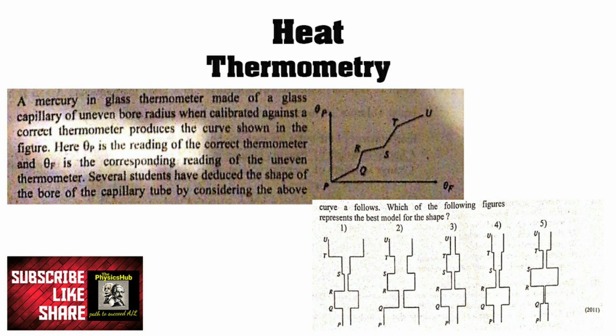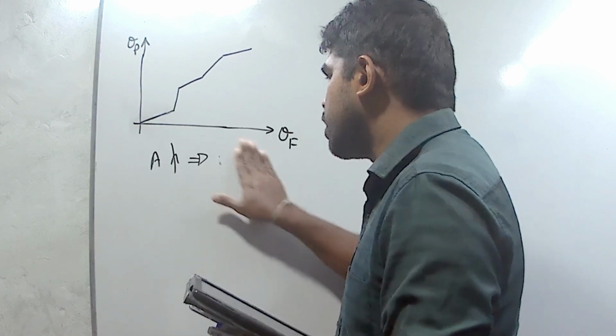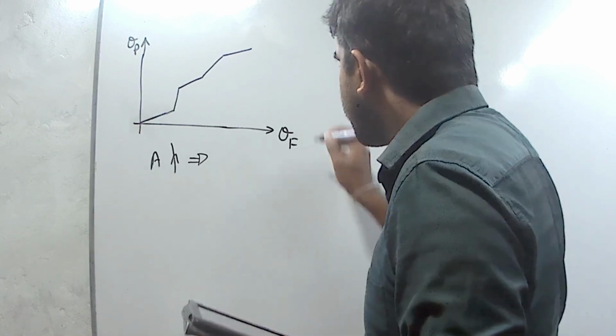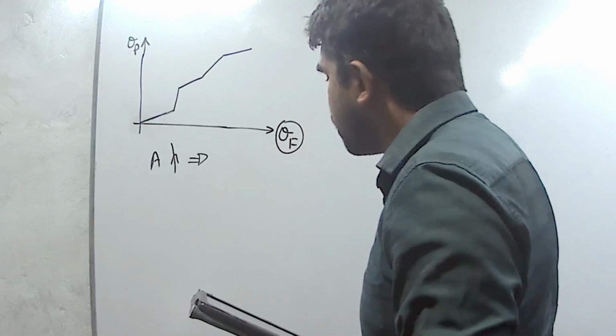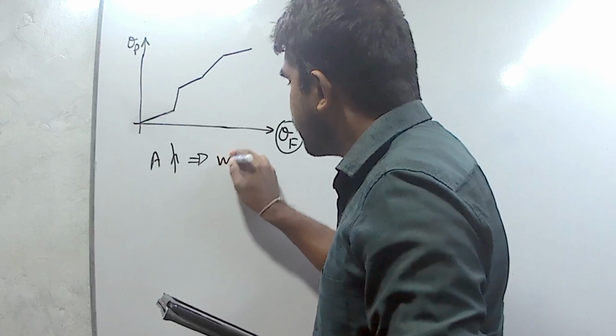Several students have deduced the shape of the bore of the capillary tube by considering the above curve. Which of the following figures represent the best model of the shape? When increasing cross-sectional area, the reading of this thermometer is increasing. It means the gradient should be decreasing.